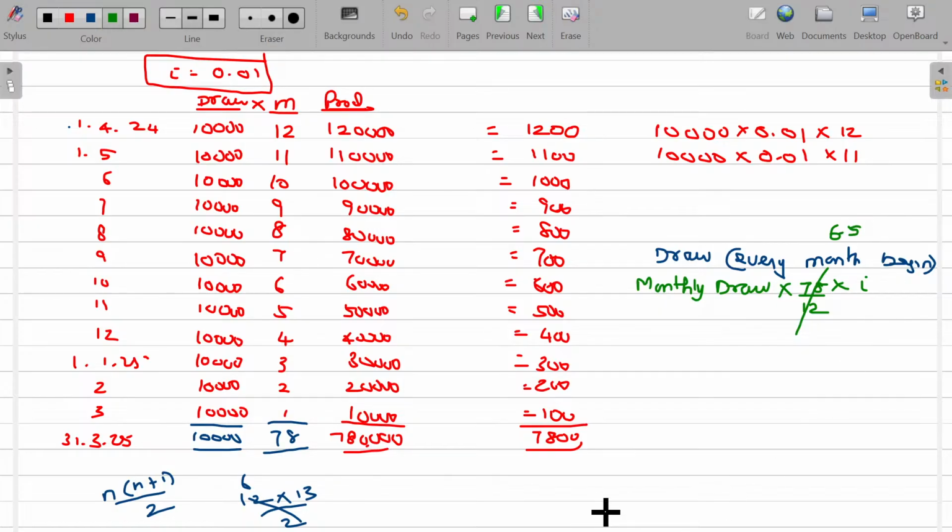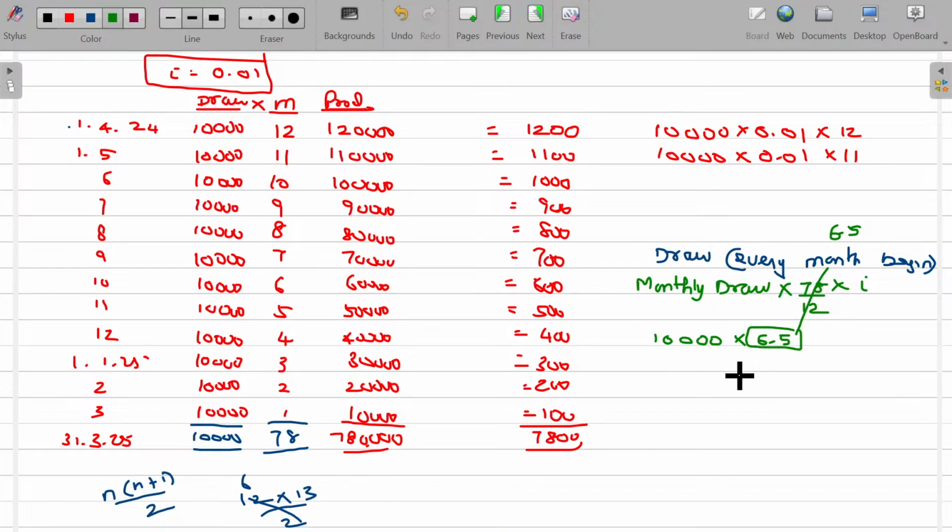You might have studied this one in your school days. The formula for calculating the interest on drawings where the drawings happen equally at the month beginning: you have to multiply monthly drawings into 13 by 24. That's how the formula may be drafted in the question. So you now understand the formula derivation also. Monthly drawings into 6.5 into rate of interest is the formula. So here monthly drawings being 10,000 and 6.5 is the number.